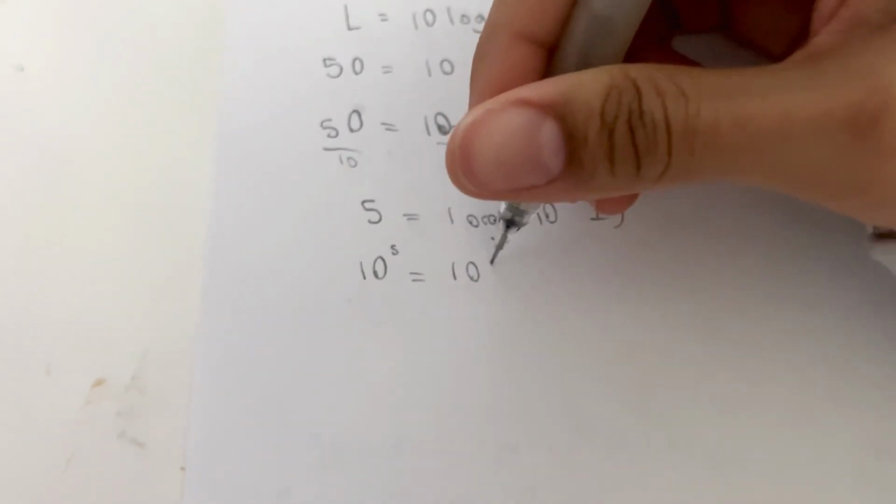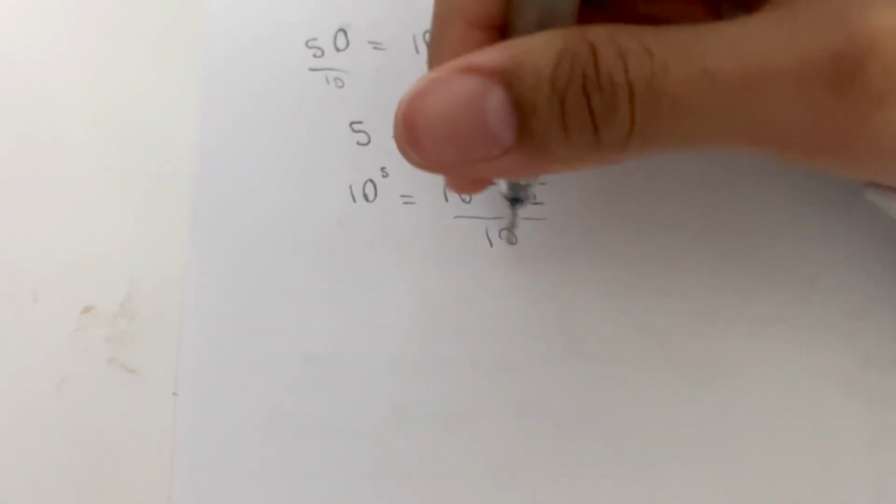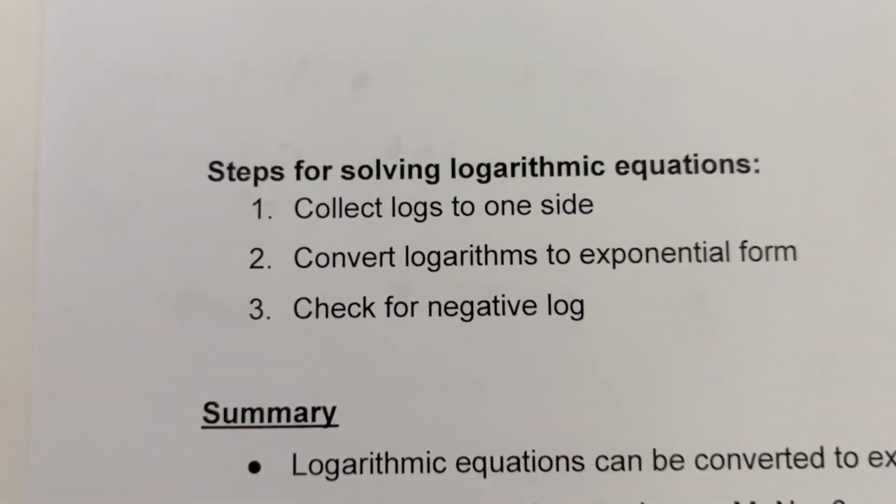So 10 to the 5. And we have a, which is 10 to the 12 times I. What we can do is just isolate for I. So divide both sides by 10 to the 12. And what we have left is I is equal to 10 to the negative 7 watts per meter squared. And that's it.